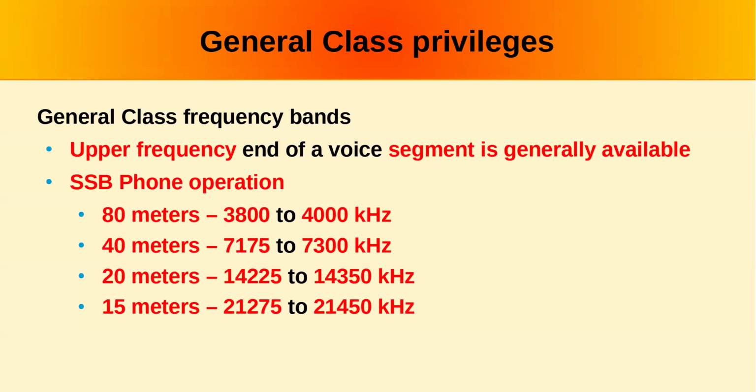For single sideband on 80 meters, it's 3,800 to 4,000 kilohertz or 3.84 megahertz. 40 meters, it's 7.175 to 7,300, which is the top. 20 meters, 14,225 to 14,350, which is also the top end. And 15 is 21,275 to 21,450. I don't remember, but I'm assuming that's the top end.